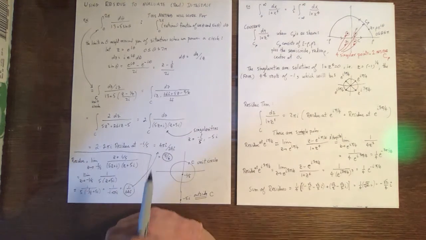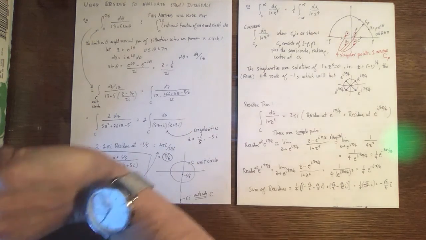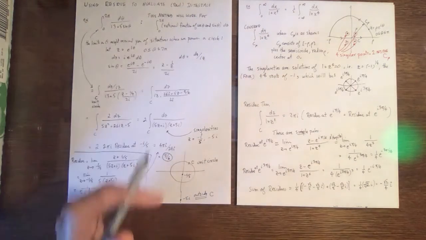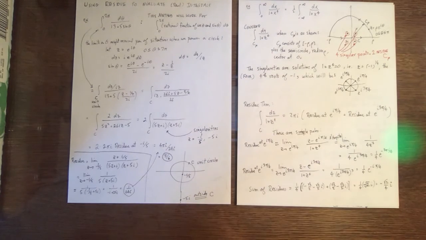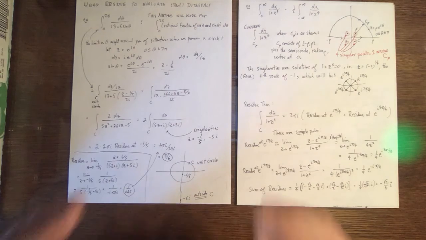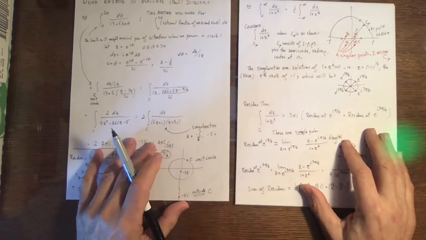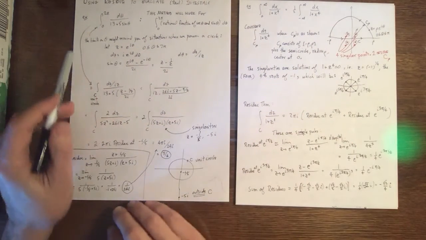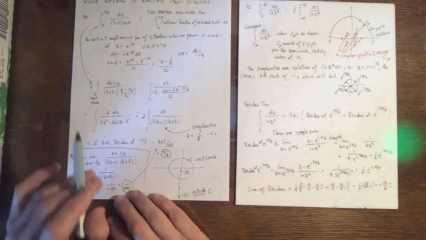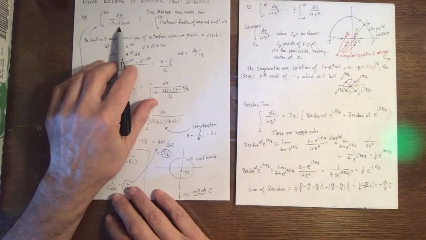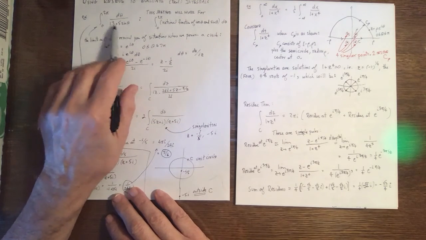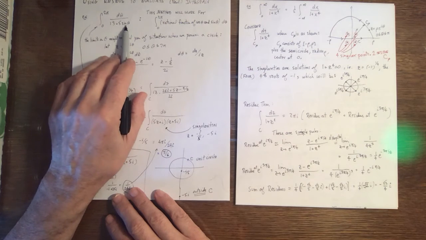So let me just show you a couple examples. These are similar to the first two examples that the author does in the book. So you can look at them, and then you can look at these for a couple other examples. So the first example is the easier one. Suppose you want to do this integral, 0 to 2 pi d theta over 13 plus 5 sine theta.